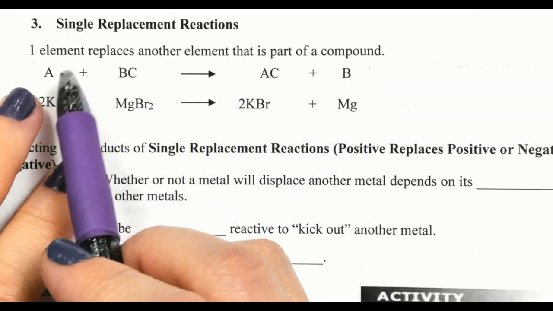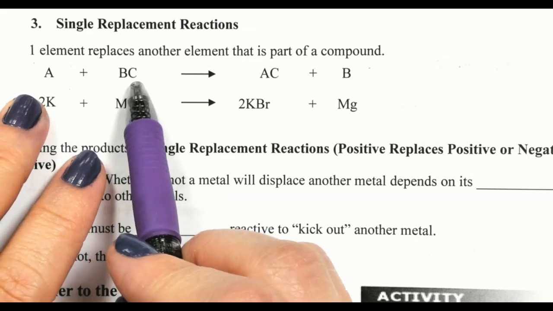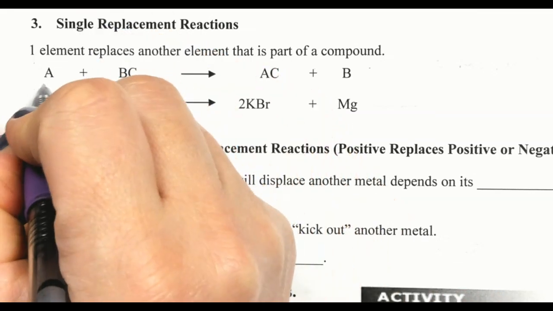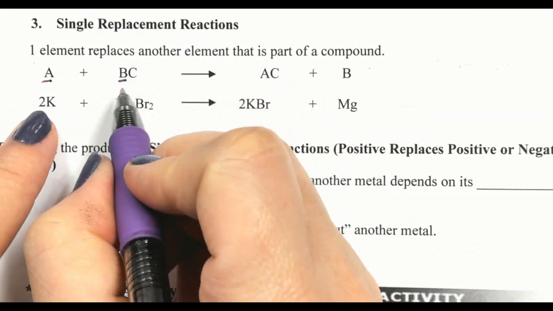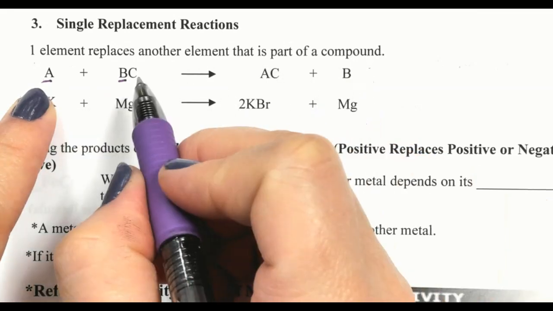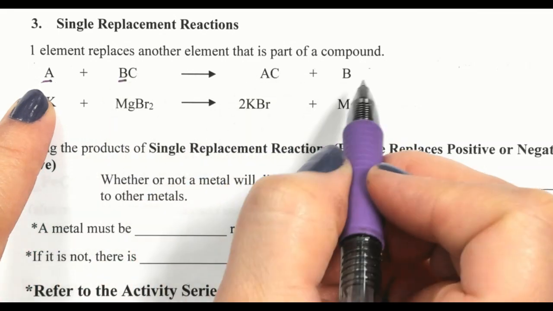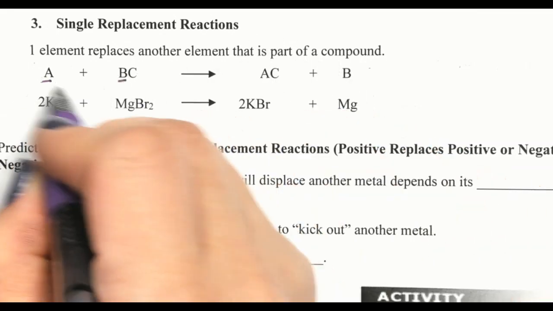So, for example, here you have a single element, and then here you have BC, which is a compound. The A and the B are going to switch places, and the B becomes the single element, and instead of it being BC, it's going to become AC. And so those are going to be your products. So you want to switch the A and the B.